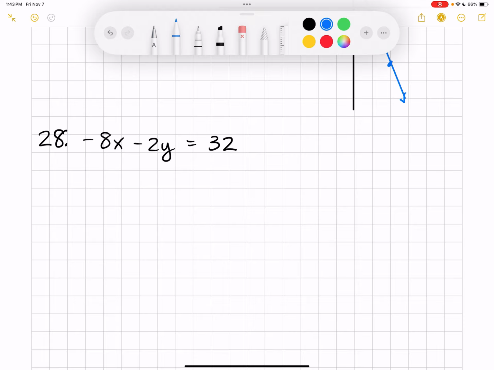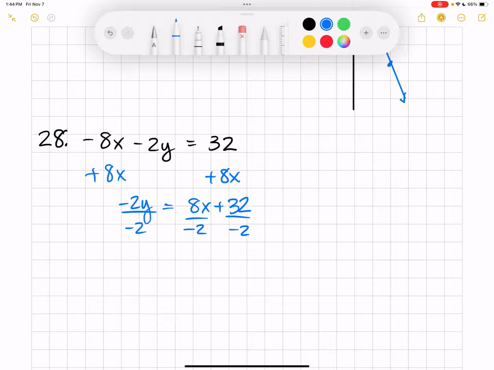Plus 8x. Add 8x. Negative 2y equals 8x plus 32. Now what? Divide by negative 2. Divide by negative 2.